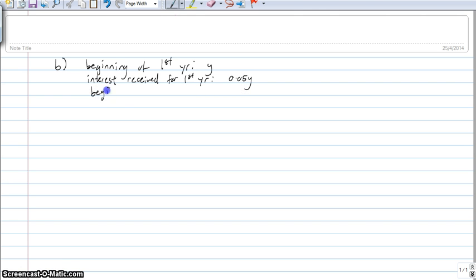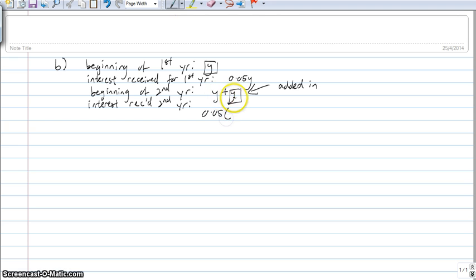Then beginning of second year, what happens? She also invests another Y dollars, but she always withdraws the interest as soon as it has been added. So beginning of second year, she should have Y plus Y, the amount she invested in the first year plus another Y that she added in. So now interest received for the second year will be 0.05 multiplied by this Y plus Y, which is 2Y.